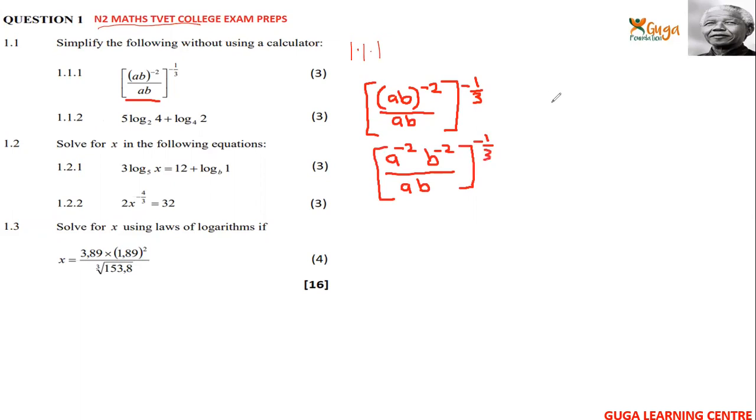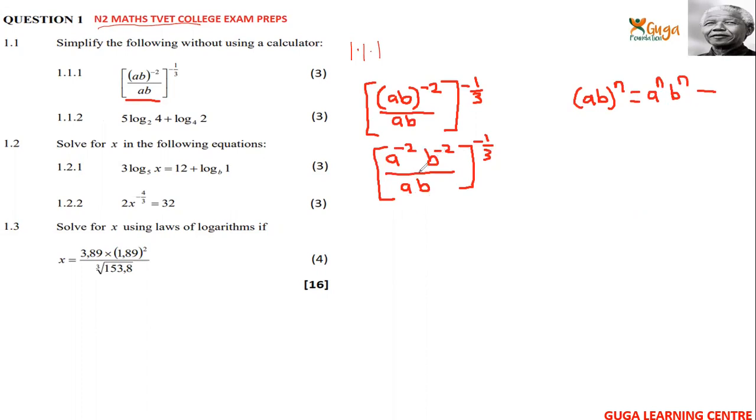So in N1 you learned these rules of exponents. It says if you have AB to the power n, that will be equal to A to the power n, B to the power n, isn't it? This is the rule that I used inside in the numerator.